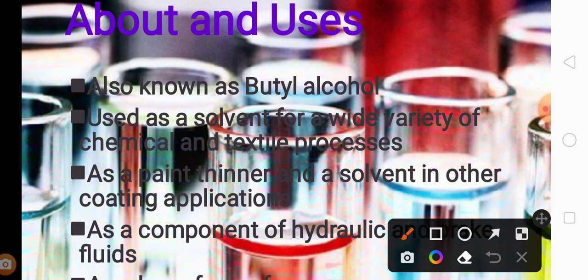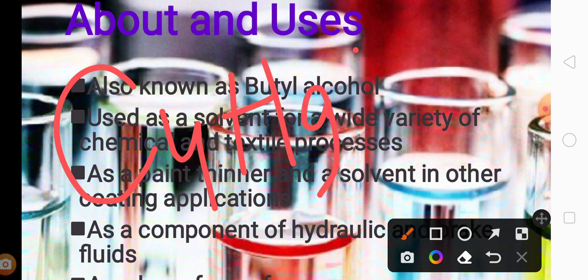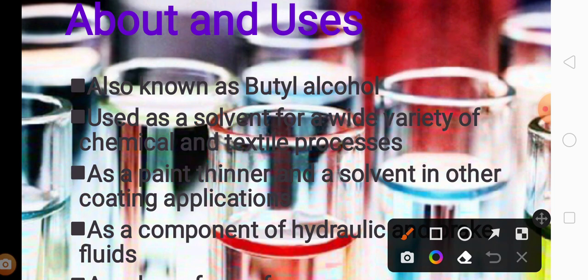Butanol is also known as butyl alcohol, and I hope you all know what the formula of butanol is. It is C4H9OH. C4H9OH is the formula of butanol.